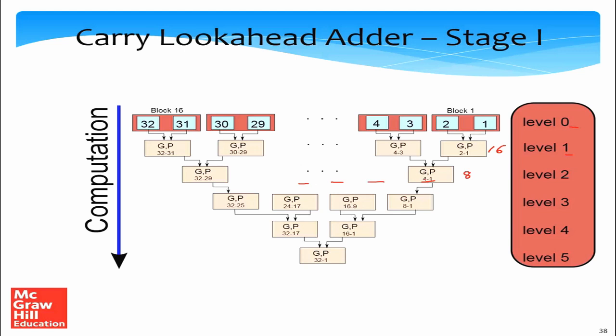Then what we do is we take those 8 blocks and coalesce them into 4 blocks by computing the GNP functions from bit pairs 1 to 8, GP functions from 9 to 16, GP functions from 17 to 24, and 25 to 32. And then we again coalesce them to find the GP functions from bit pairs 1 to 16 and GP functions from bit pairs 17 to 32. And then finally we compute the GP function for the entire block of 32 bits, right, which is from 1 to 32.